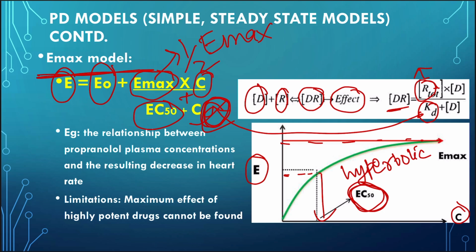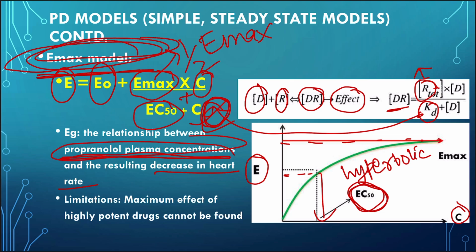Examples of the drugs which are actually studied with the help of this Emax model include the propranolol plasma concentration and its result, that is the decrease in the heart rate. So decrease in the heart rate with the propranolol plasma concentration is evaluated with the help of this Emax model.